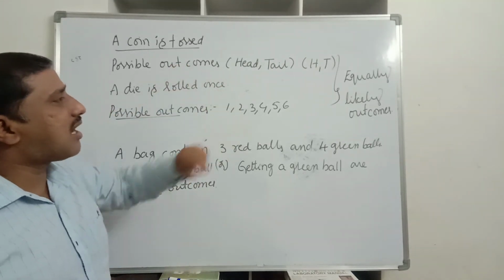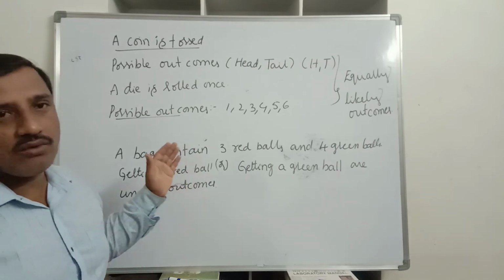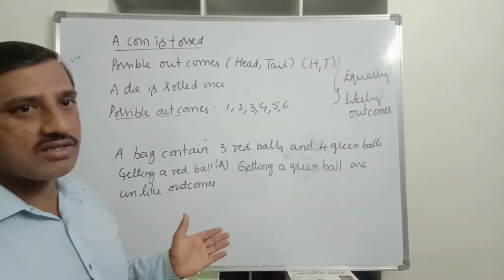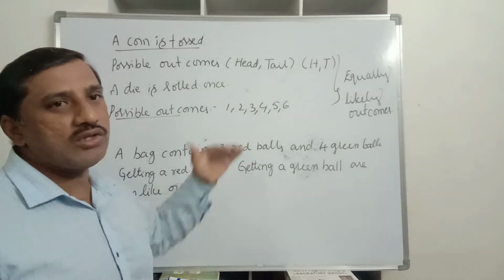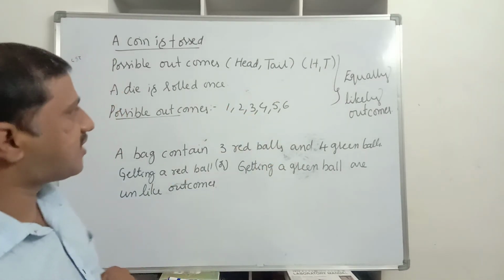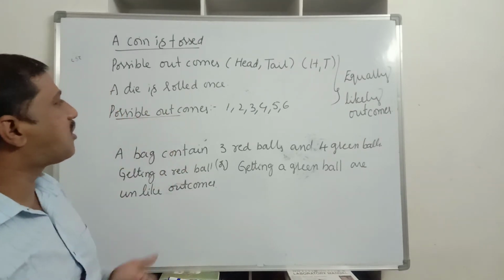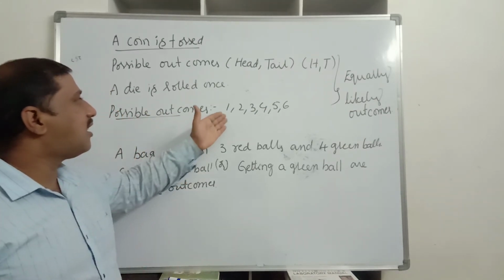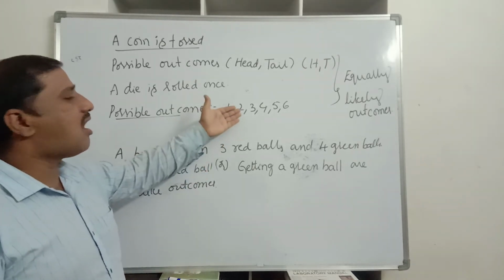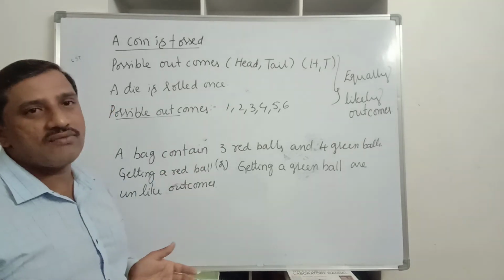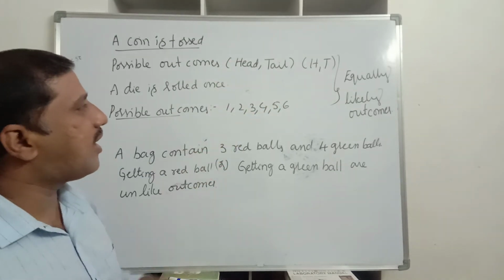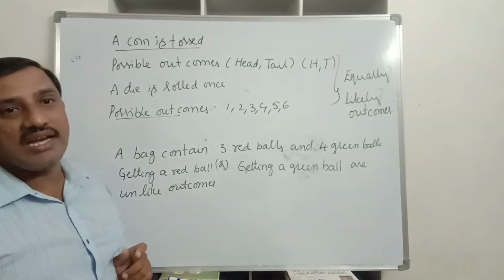These outcomes are known as equally likely outcomes. Why? When we toss a coin, getting a head has a chance equal to getting a tail. Both have equal chances. It may be head or it may be tail, so both have 50% chances. Similarly, when a die is rolled once, getting 1, getting 2, getting 3, 4, 5 or 6, all have equal chances. That's why these outcomes are known as equally likely outcomes.